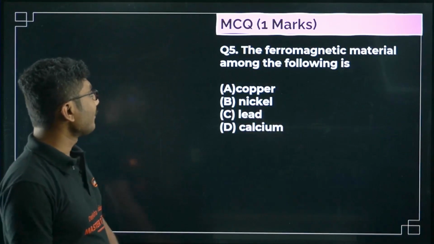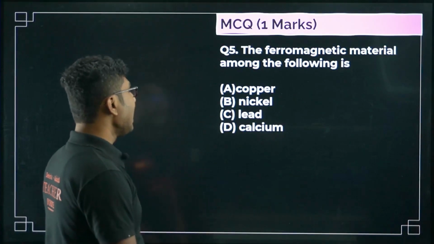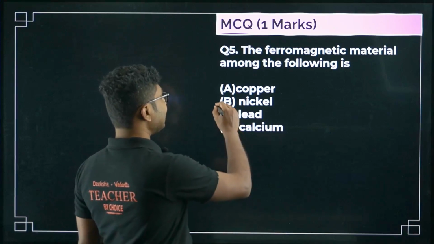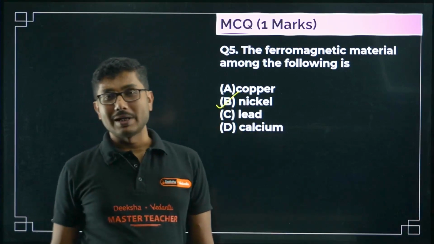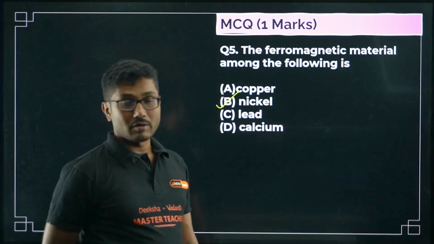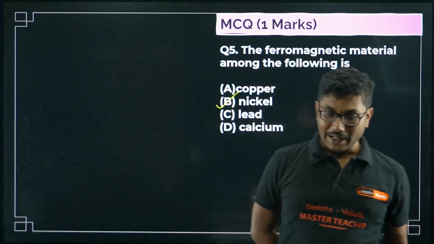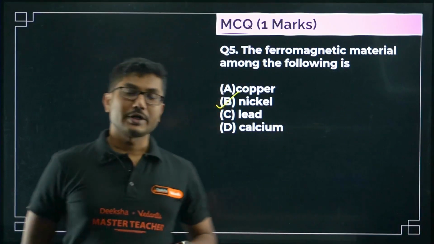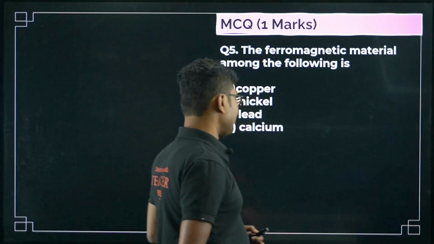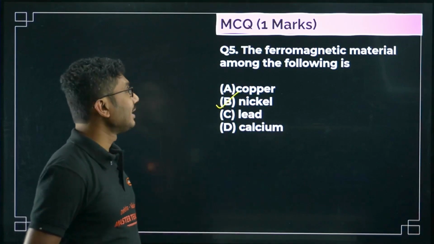Now question number 5. The ferromagnetic material among the following is copper, nickel, lead, calcium. So we know that ferromagnetic materials are iron, cobalt, nickel, along with gadolinium. Gadolinium is something which switches between ferromagnetic and paramagnetic around room temperature. So gadolinium at 0 degree Celsius is a ferromagnetic example. So nickel is a common ferromagnetic material, right?